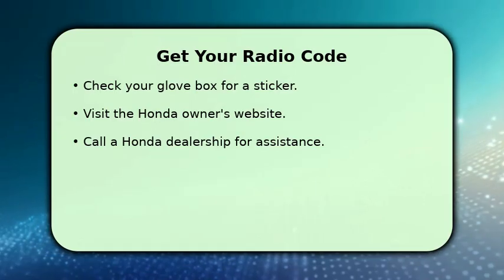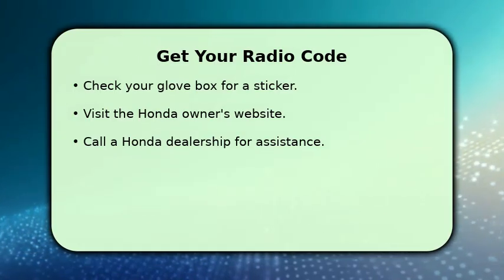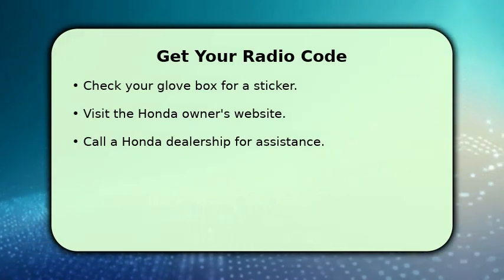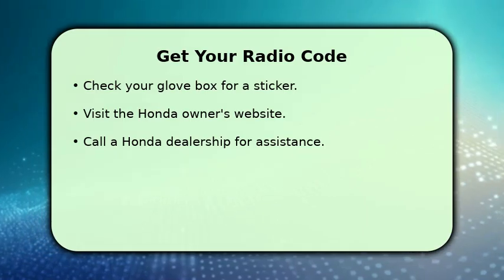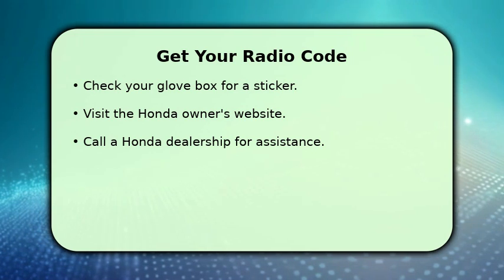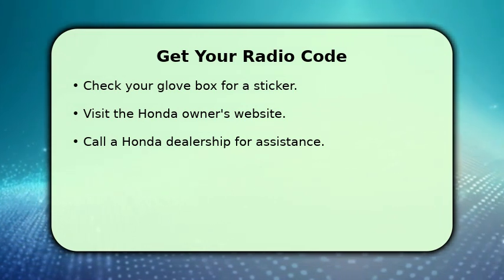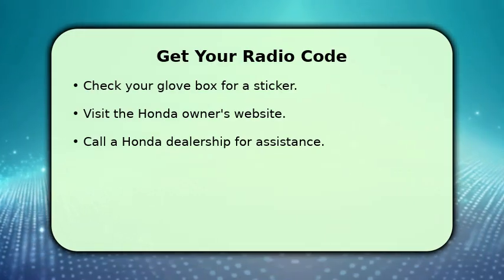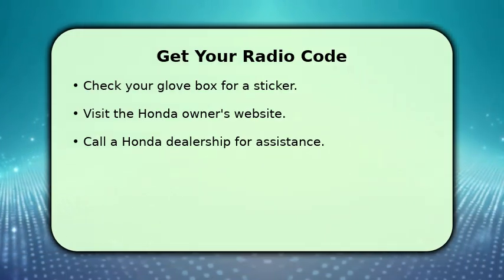Once you have your serial number, it's time to get the anti-theft code. Often, this code is on a sticker inside your glove box or in your owner's manual. If not, you can visit the official Honda owner's website and enter your vehicle information. Alternatively, a Honda dealership can provide the code if you give them your vehicle's VIN and the radio serial number.